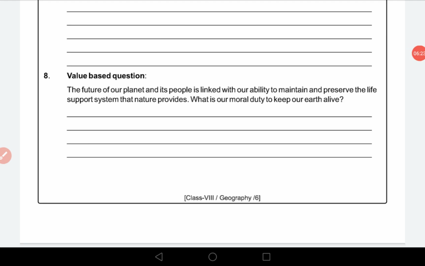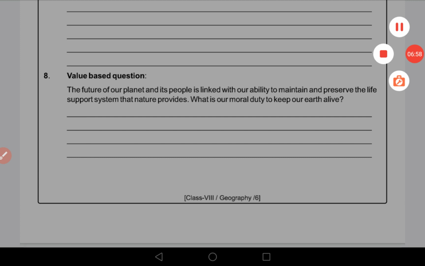Question number 8. The future of our planet and its people is linked with our ability to maintain and preserve the life support system that nature provides. What is our moral duty to keep our earth alive? Our moral duty to keep our earth alive is to protect nature by not harming the natural things and planting large numbers of trees. So we should respect nature.